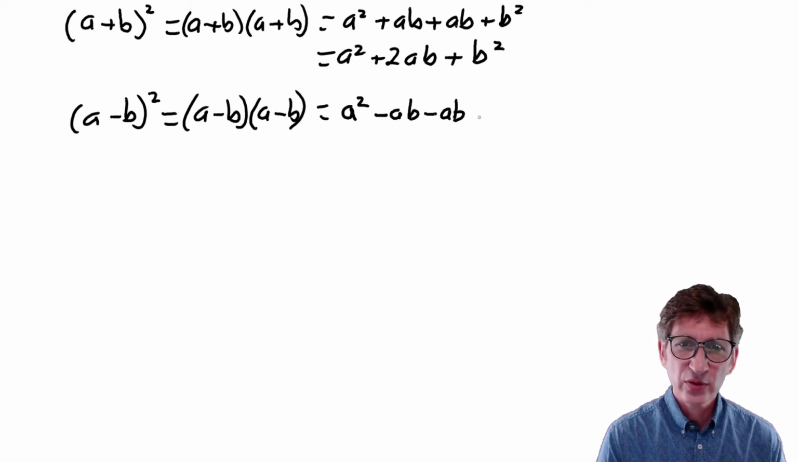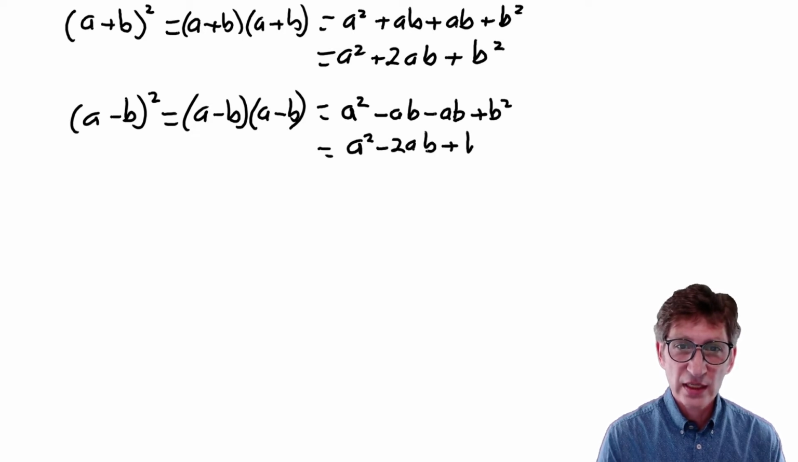We can just flip those around and write as negative ab. Negative b times negative b is positive b squared. I have two like terms in the middle, negative ab and negative ab. Combine those: a squared minus 2ab plus b squared.